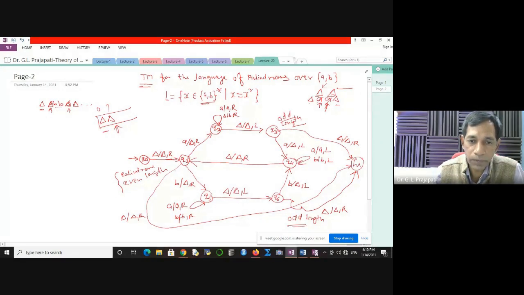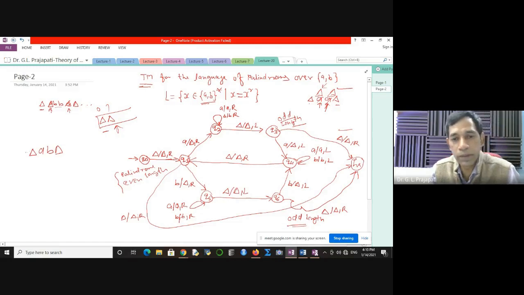From the state q1, if you find the blank symbol, then you go to the halt state for the even length. From the state q3, if you find the blank symbol, go to the halt state. If you are at q6 and find the blank symbol, go to the halt state. Now see, if you are given the input A, B, you are following this path.